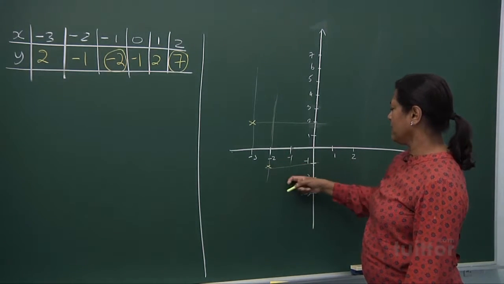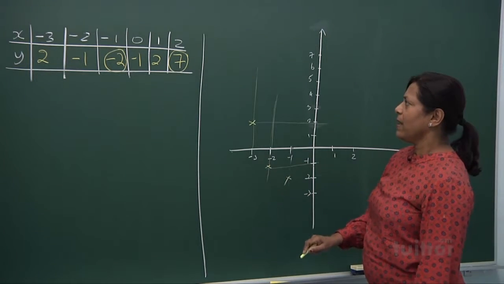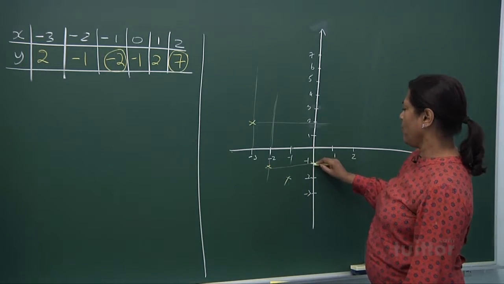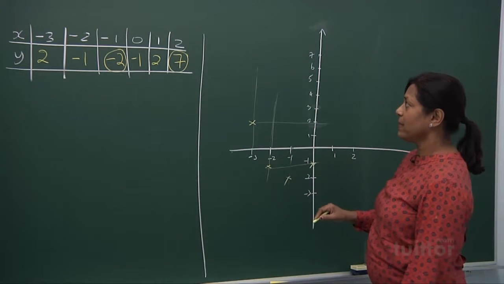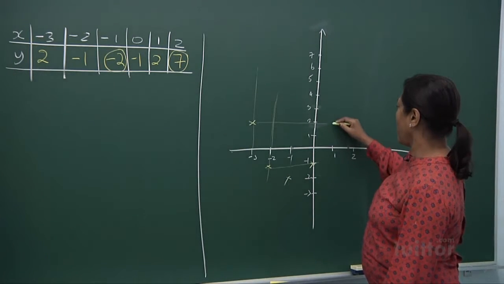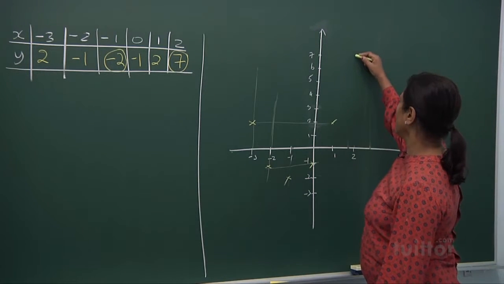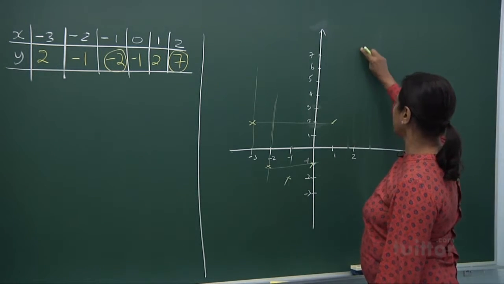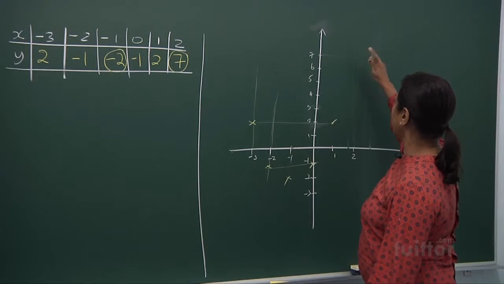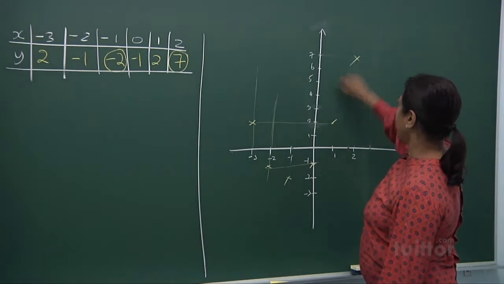Go down, get that. And when x is 0, y is minus 1. When x is 1, y is 2. And when x is 2, y. Alright, draw it with a ruler. Get it right there.